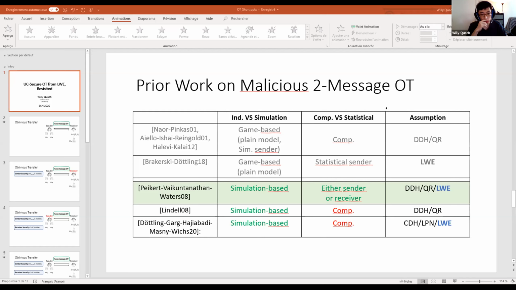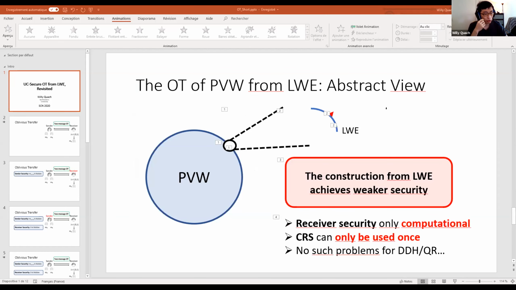Okay, so what's the problem if the PVW OT is so nice? Well, if you look at it, and especially if you look at the LWE side of it, there will be a very slight nudge. And what's this slight nudge? Well, what I said in the previous slide is actually a bit off. In particular, the construction of OT from LWE in the PVW paper only achieves a weaker kind of security than what I described.